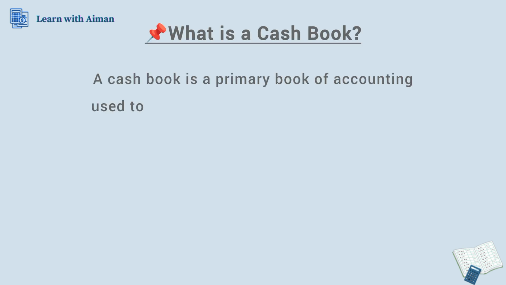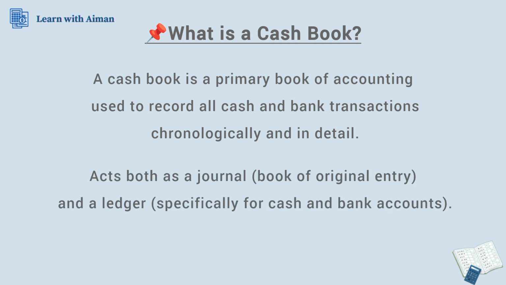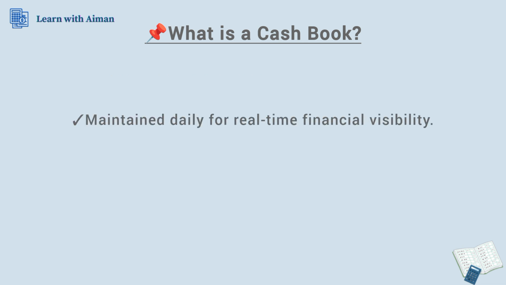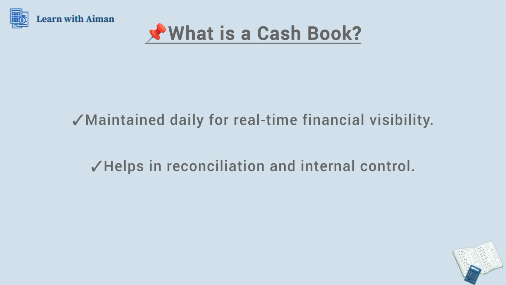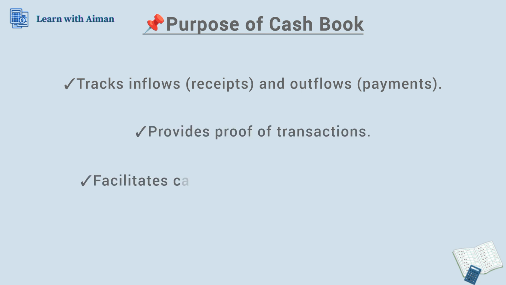What is a cash book? A cash book is a primary book of accounting used to record all cash and bank transactions chronologically and in detail. It acts both as a journal, book of original entry, and a ledger specifically for cash and bank accounts, maintained daily for real-time financial visibility, and helps in reconciliation and internal control. Purpose: tracks inflows, receipts, and outflows, payments, provides proof of transactions, and facilitates cash management and forecasting.